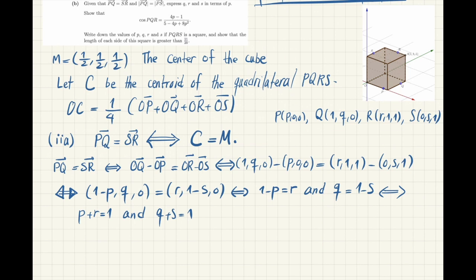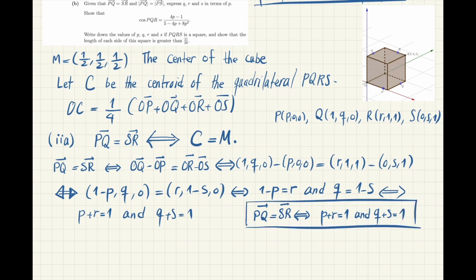So what I showed is that this statement is equivalent to this composite statement. Let me write it here for you. We realize that PQ is equal to SR if and only if P plus R is 1 and Q plus S is also equal to 1. So this is what we got by simplifying this. Let me now start working here.